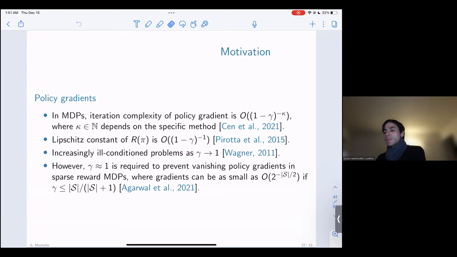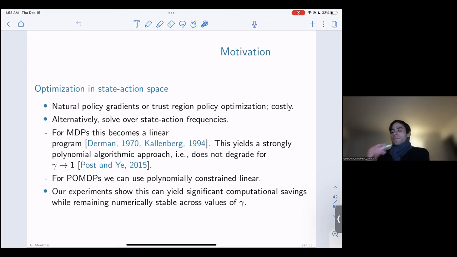So the Lipschitz constant may be blowing up, or in some cases you don't want to have a very small discount factor, but a large one, because if you have a very high discount, then you will not be able to observe the rewards that are far away. And so maybe it's desirable to have a large value of gamma. In those cases, one can end up having difficulties with the condition number or vanishing gradients. In order to overcome this, one can do many things.